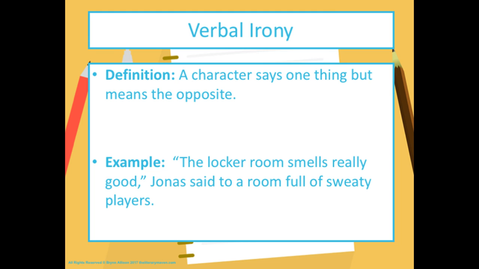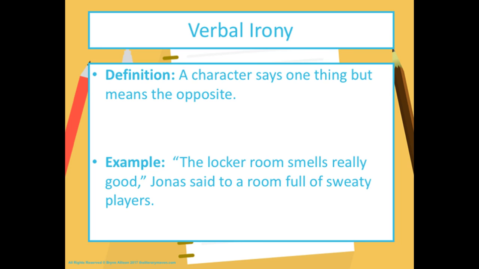Verbal irony is something that happens in your everyday life. And we all have that person in our lives that does verbal irony all the time. We also call verbal irony sarcasm. It's when a character says one thing but means the complete opposite. We all have those sarcastic people in our lives. It's usually their tone of voice that conveys that they really mean the opposite of what they're saying. Take a look at the example on your screen.